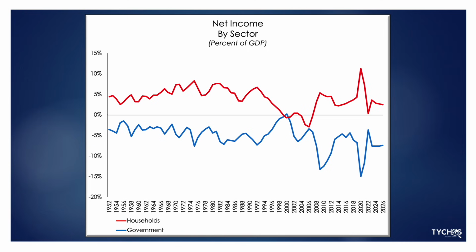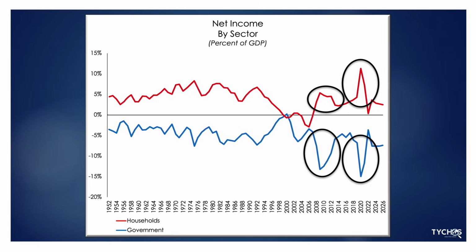And finally, look at both 2009 and 2020, when the government enacted massive stimulus programs to bail out the economy from the global financial crisis and the global pandemic, respectively. You could see very clearly that, in both cases, much of that money quickly went to households.